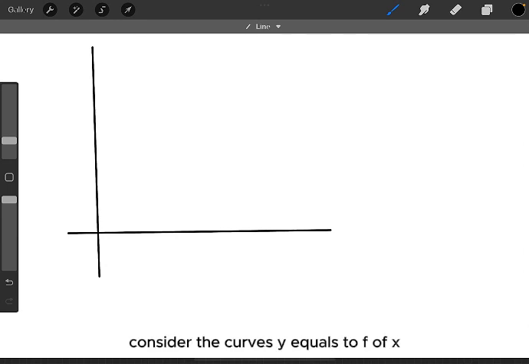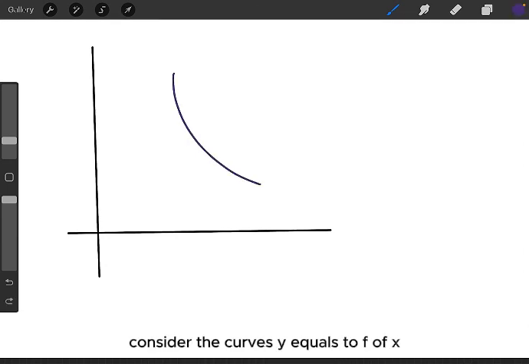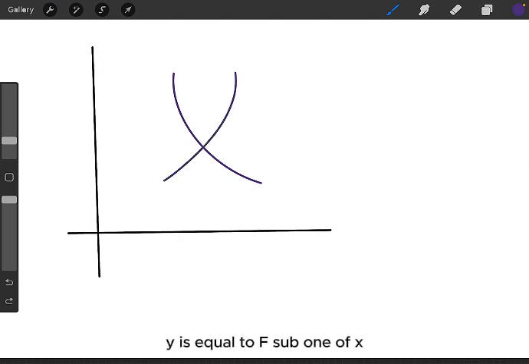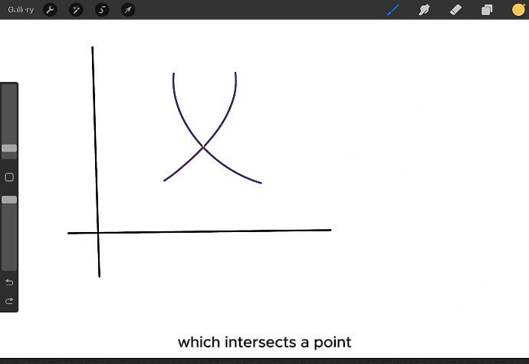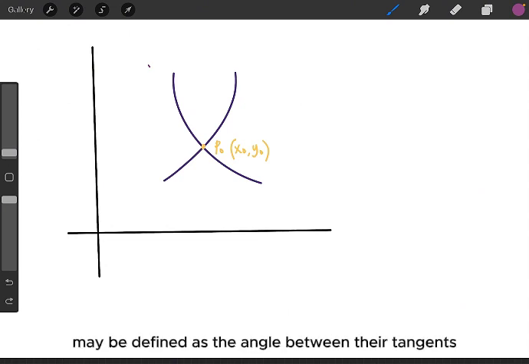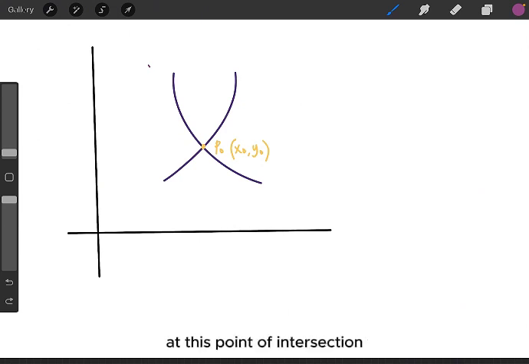Consider the curves y equals f of x and y equals g of x, which intersect at point P sub 0 at x sub 0 and y sub 0. The angle between two curves at the point of intersection may be defined as the angle between their tangents at this point of intersection. Therefore, it will look like this.